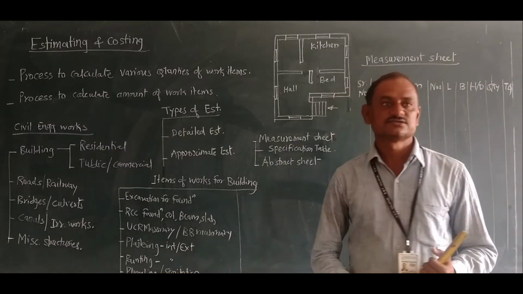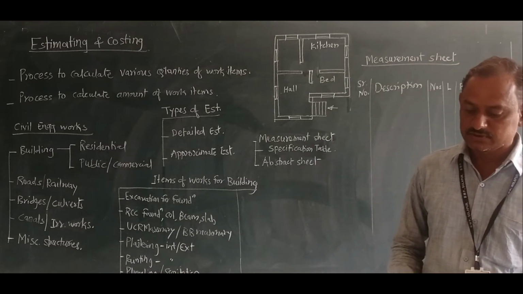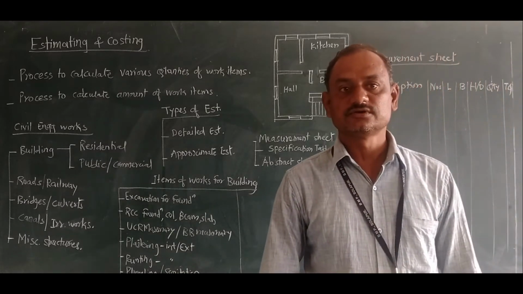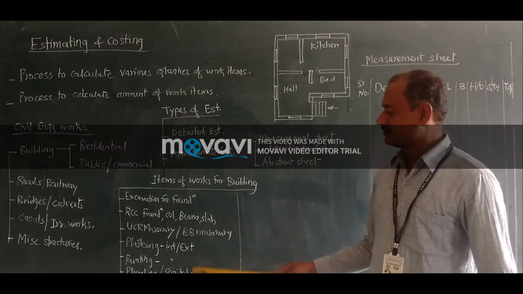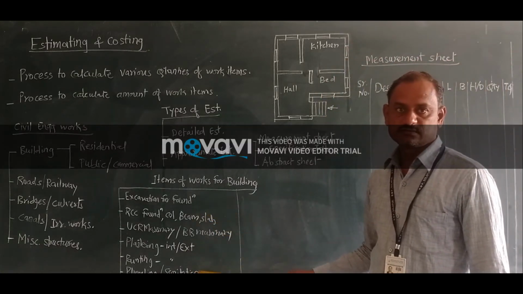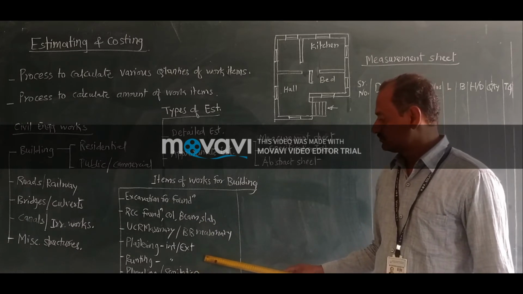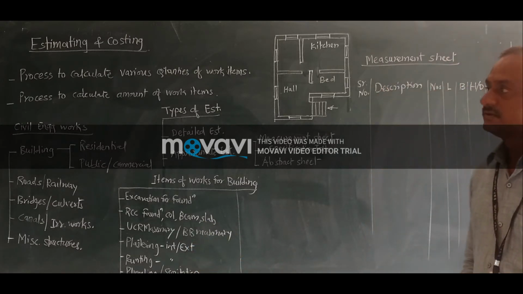Then plumbing and sanitation, it is a very important point for the building work. So basically these are the basic items of a building, right?